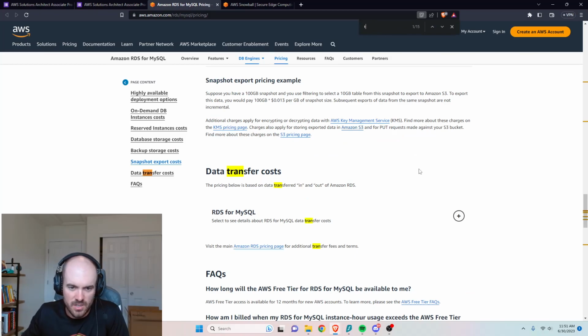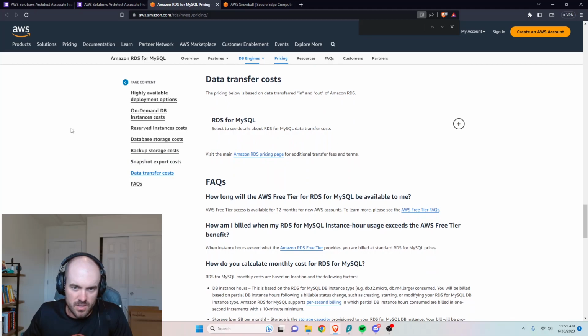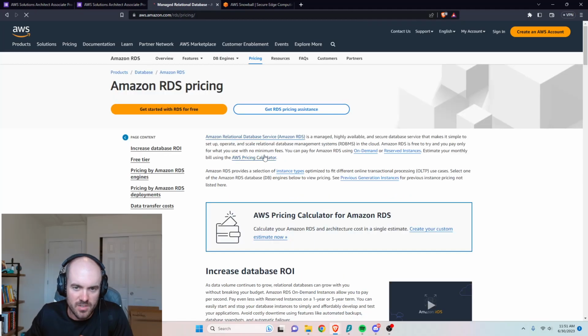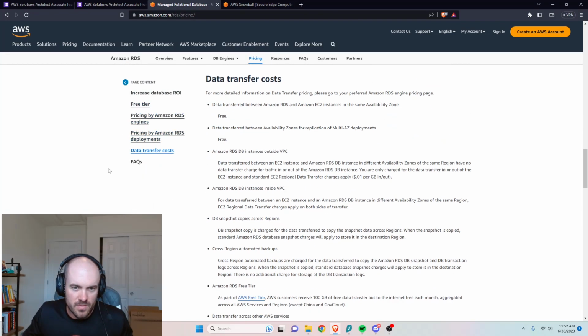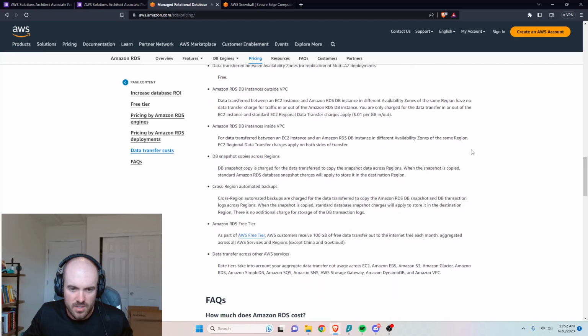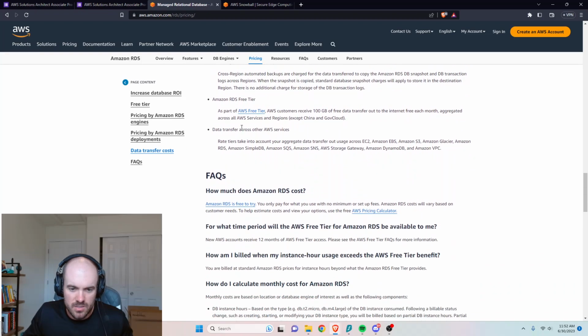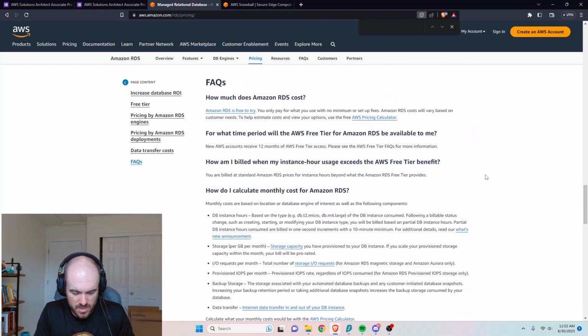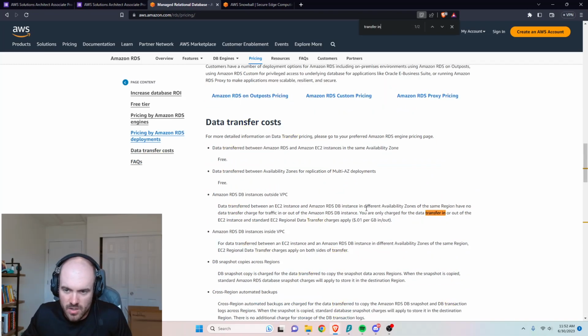data transfer cost. Looks like we want to come here to see actual data transferring costs. So if we go to transfer cost down here, data transfer between RDS, yep, free. It's in here somewhere. It's related to EC2.